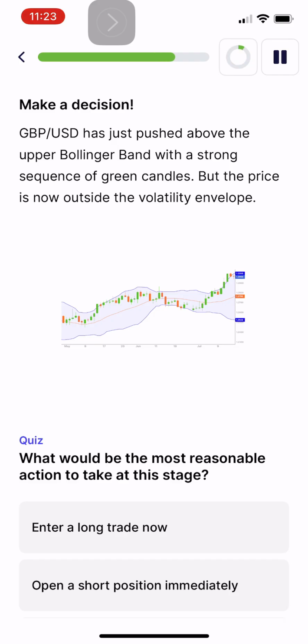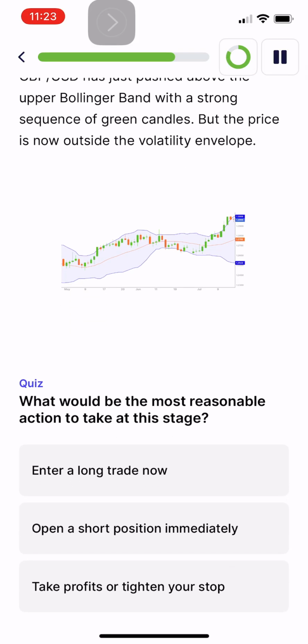Pound dollar has just pushed above the upper Bollinger Band with a strong sequence of green candles, but the price is now outside the volatility envelope. What would be the most reasonable action to take at this stage? Enter a long trade now. Open a short position immediately. Take profits or tighten your stop. Do nothing and wait for the price to return to the mid-band.